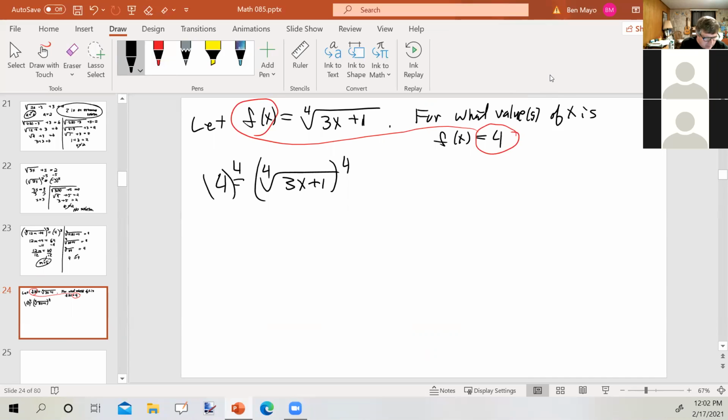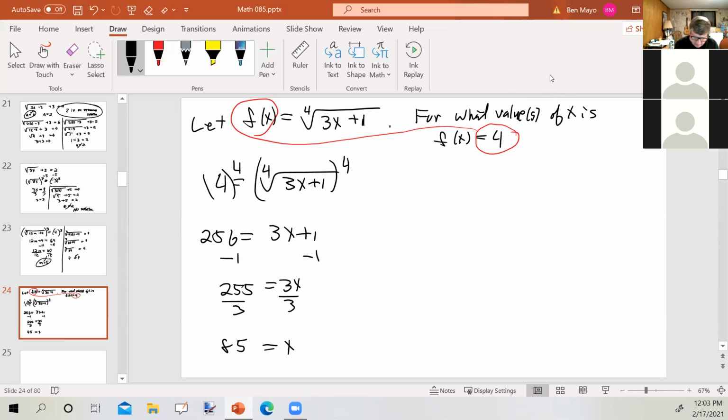Well, let's see. 4 to the fourth power, I believe that's 256. Yeah, 256 equals 3x plus 1. Subtract 1, 255 equals 3x. Divide by 3, x equals, let's see, is it 85? Yeah, 85. Okay, let's check that to see if it works.